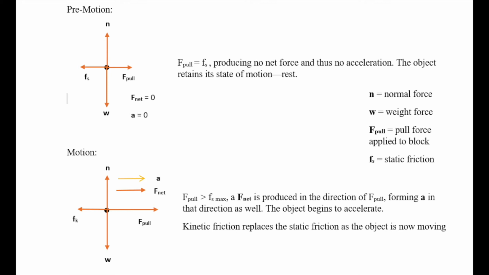However, the magnitude of static friction cannot exceed the static friction max. Maximum static friction must be overcome to produce a net force that causes acceleration. When the pull force surpasses the static friction maximum, a net force is produced in the direction of the pull with a magnitude of the difference between the force and static friction maximum. The produced net force produces acceleration and causes the object to move.